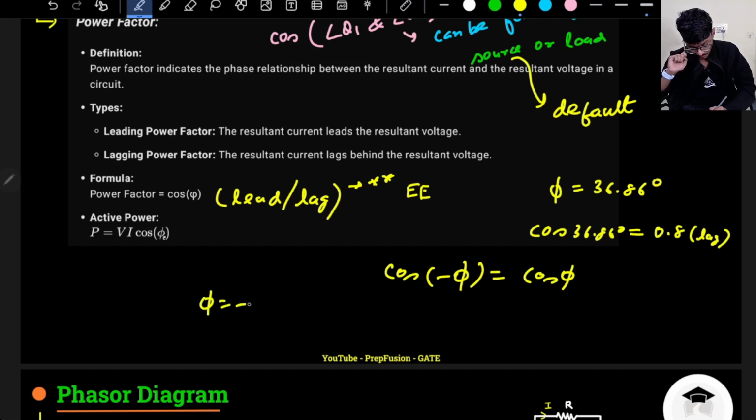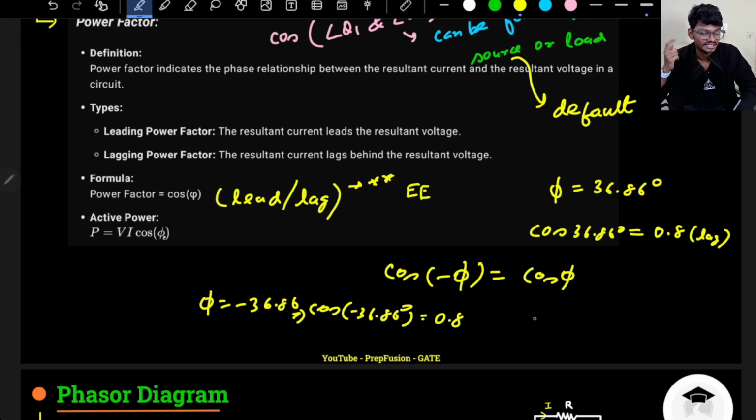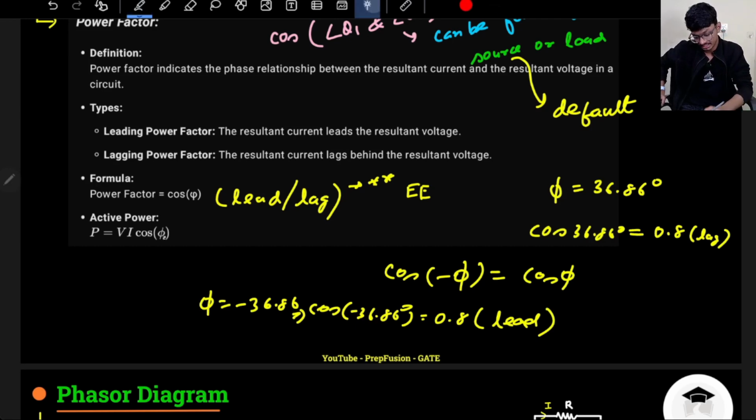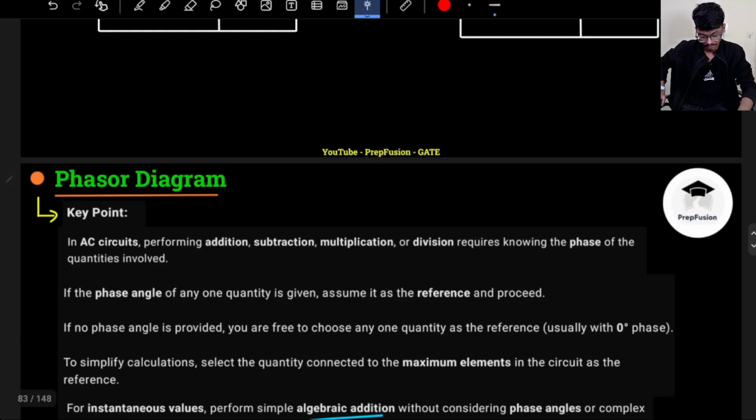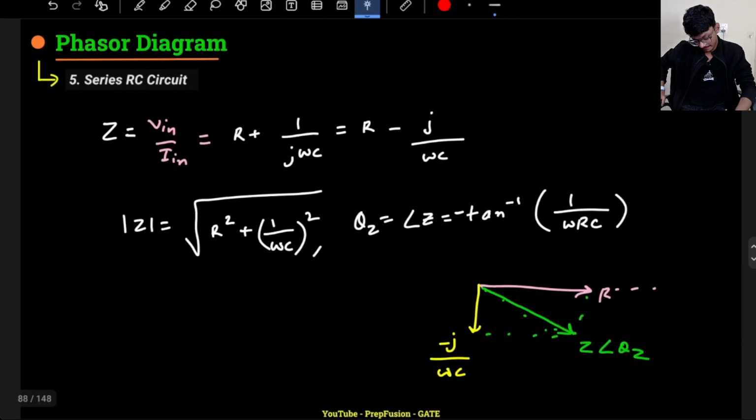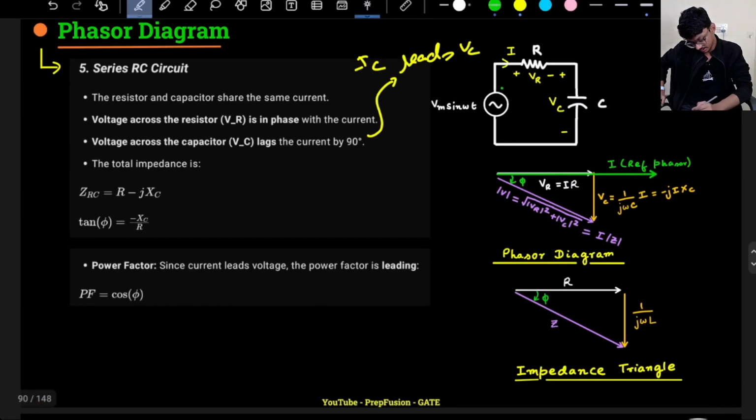If the same thing, my phi is minus 36.86, you put in the calculator cos of minus 36.86, what you will get? You will get 0.8 only. So the information about the negative sign gets lost. How do I show that information? I say it is a lead. Why lead? Because the angle is negative, that means my current is leading the voltage, that means it is a capacitive behavior, giving a leading behavior. That's how we represent the negative sign, because the information about it goes away. To explain that, we write either lagging or leading in brackets. So in this case it will be cos phi leading.